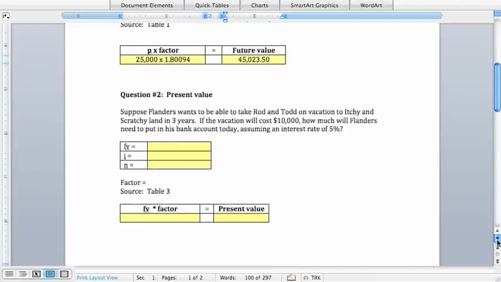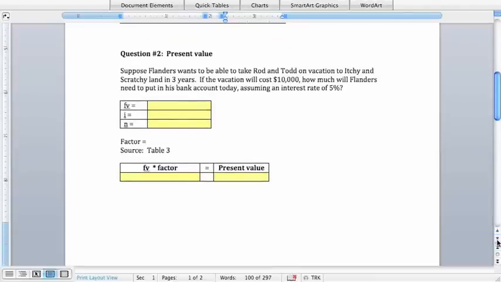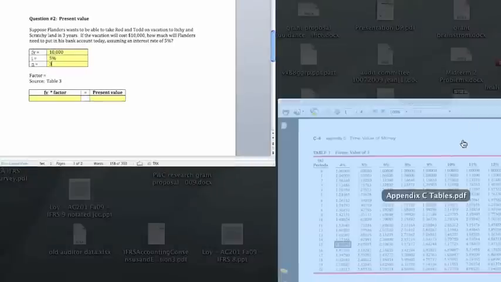Next, we can think about present value. Suppose Flanders wants to be able to go on vacation in the future, and he knows that vacation is going to cost $10,000 in 3 years. So now we're targeting building up $10,000. The interest rate in this case is 5%, and we're talking about 3 distinct time periods. And since in this case we're trying to figure out how much a sum of money in the future is worth now, this is getting at the present value of a sum.